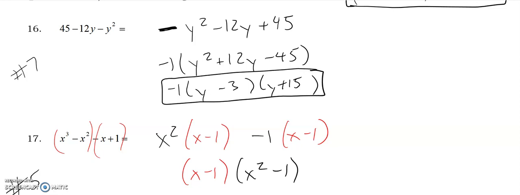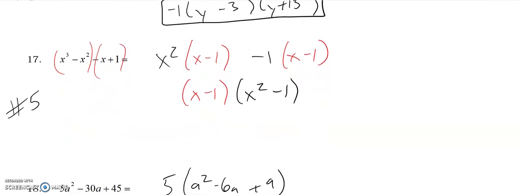17, I've done part of this as well. This is a grouping problem. Group the first 2 together and the last 2. And again, remember this negative stays here with that x. So I factor out an x squared in the first set of parentheses. I factored out, since there's a negative there, you usually want to factor out that negative. I took out a negative 1. So then these were the common factors.